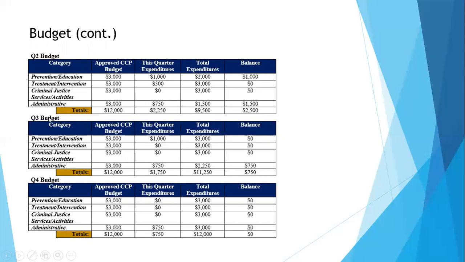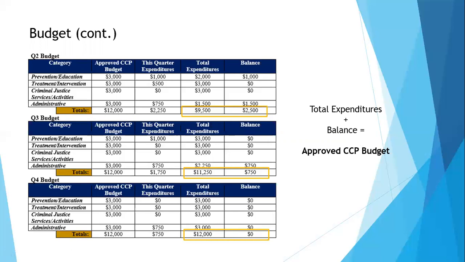And as you see, this is the progression from second quarter to the third quarter to the fourth quarter. Now, something that you'll notice here, which I'm highlighting with these yellow boxes, is that these two numbers should equal this number, because this is your total expenditures with your remaining balance, and that should be your total approved budget. So total expenditures plus balance equals your approved CCP budget total.